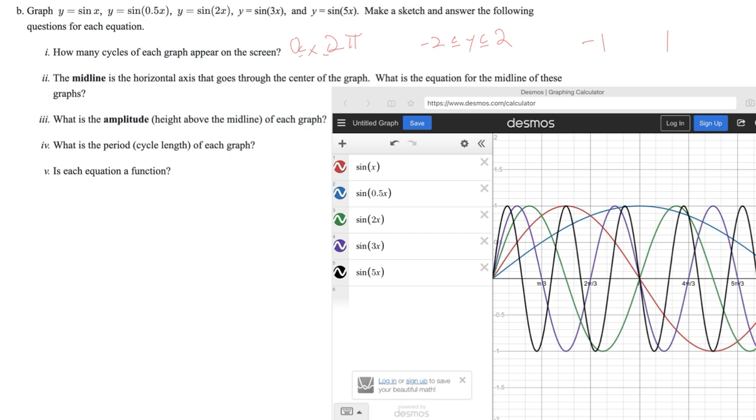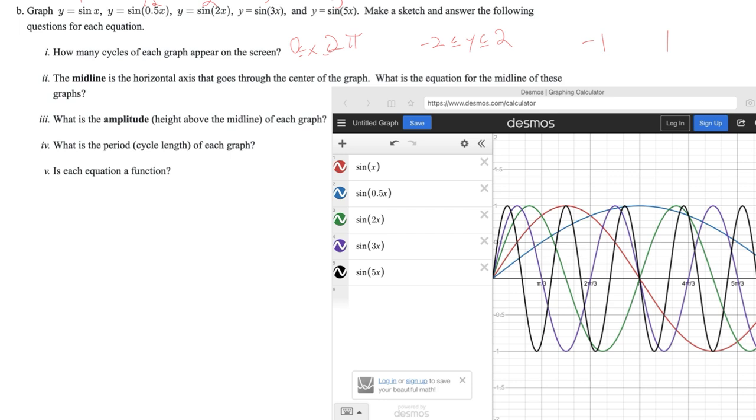So let's take a look at this. How many cycles appear on each screen? Well, in our first one, we would just have 1. In our second one, we would have half of 1. In our third one, we'd have 2 of them. Third one, we'd have 3 of them. Fifth one, we would have 5 of them.